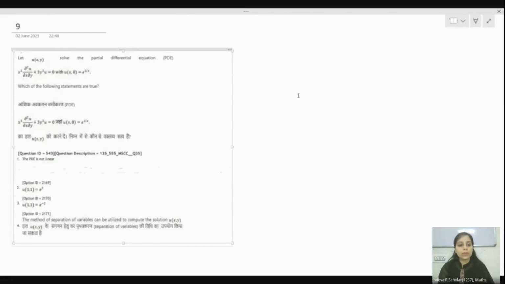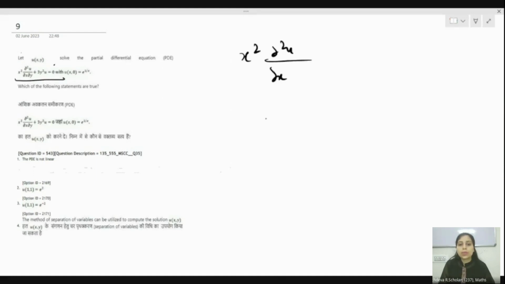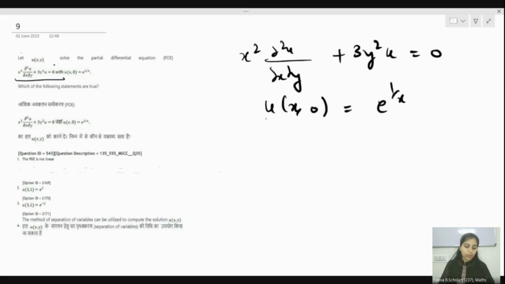So here, this problem is based on partial differential equations and finding the solution of a second order partial differential equation. Let u(x,y) solve the partial differential equation given as x square curl 2 u upon curl x curl y plus 3 y square u is equal to 0 with the condition u(x,0) is equal to e raised to power 1 by x. Which of the following statements are true?